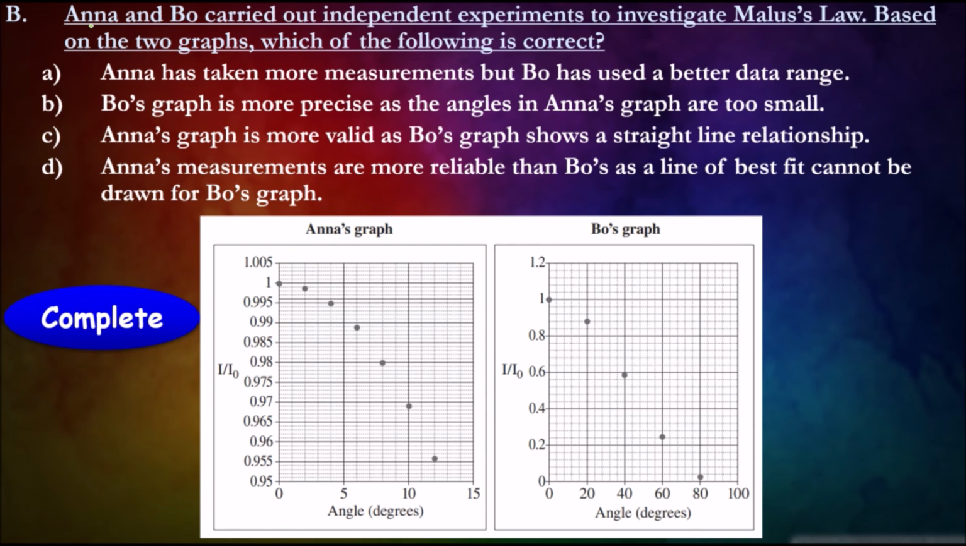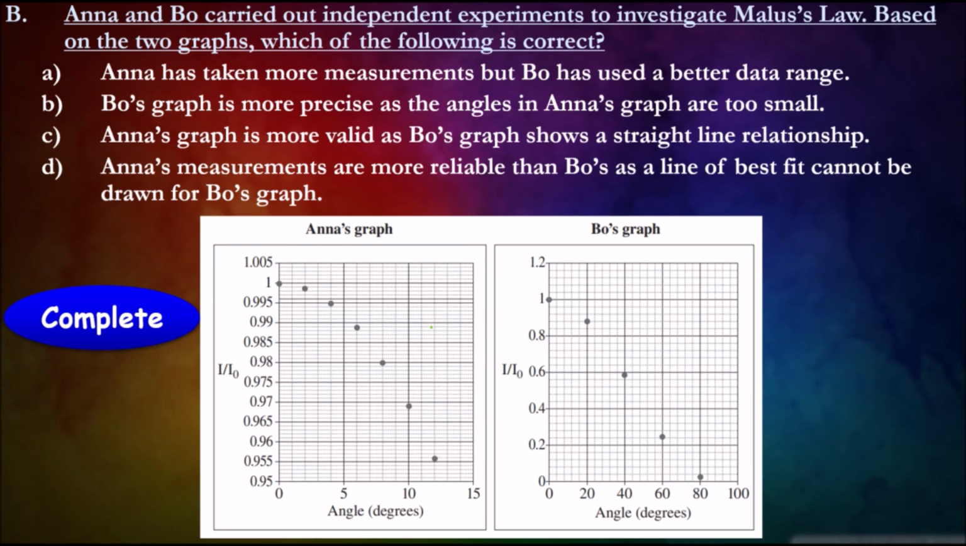Okay, next question. Anna and Bo carried out an independent experiment to investigate Malus's law. Based on the two graphs, which of the following is correct? A, Anna has taken more measurements, but Bo has used a better data range. B, Bo's graph is more precise as the angles in Anna's graph are too small. C, Anna's graph is more valid as Bo's graph shows a straight line relationship. Or D, Anna's measurements are more reliable than Bo's as a line of best fit cannot be drawn.